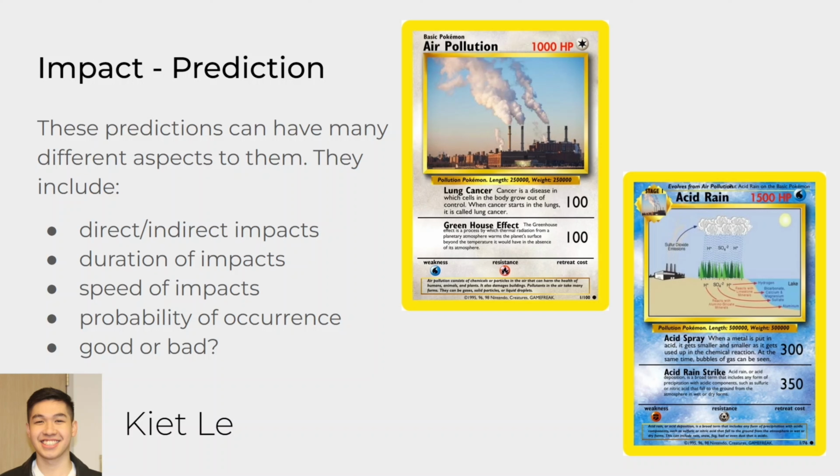Predictions have different aspects to them. So aspects include direct and indirect impacts, duration of the impact, speed of impact, probability of the impact occurring, and whether the impact is actually good or bad. As you see on the right here, I made some Pokemon cards that represent different possibilities of impacts. So you have air pollution here, and air pollution causes things like lung cancer and greenhouse effect, and you actually have an indirect impact, acid rain or acid deposition, that's caused by air pollution. So these are the types of things you have to consider.